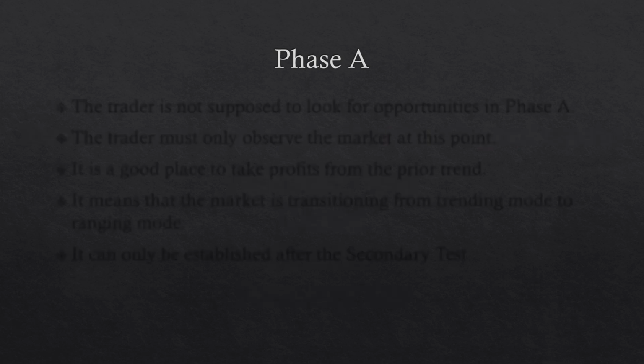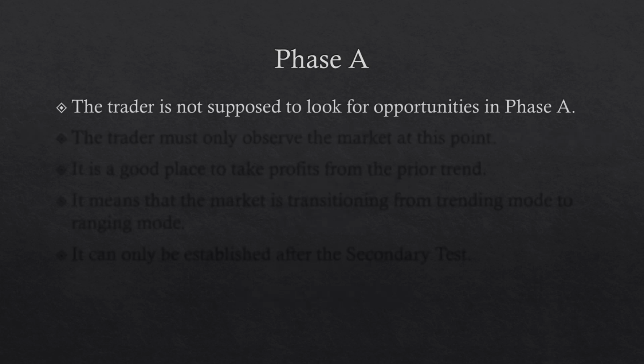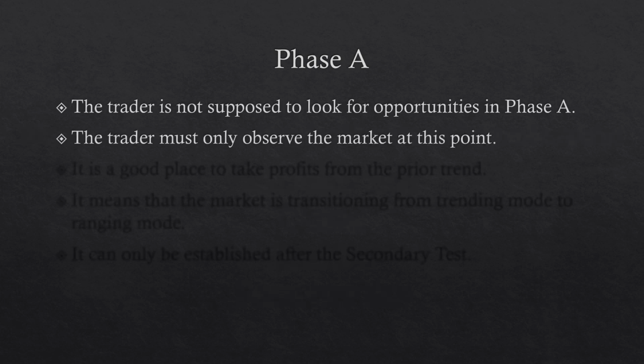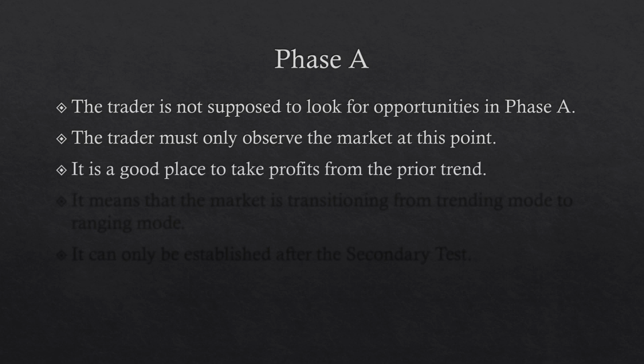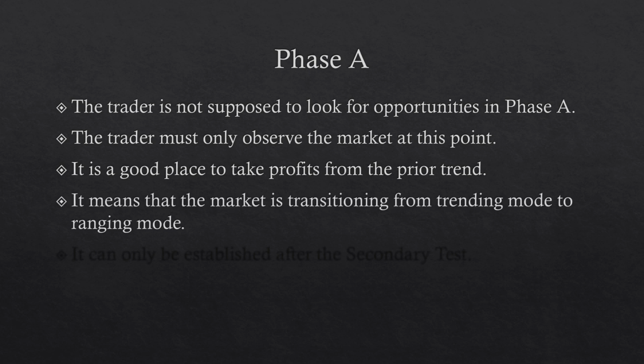The trader is not supposed to look for trade opportunities in Phase A. The trader must observe the 4 logical events from a distance and understand that they might lead to trade opportunities in the near future. Phase A is useful for taking profits from the prior trend, assuming the trader had a position. The reason for this is logical. If Phase A means that the market is transitioning from trending mode to ranging mode, it makes sense to lock in the profits from the trending mode, especially because the market might reverse and start to eat the profits that have been made already. One challenge here is that the trader will not be able to tell if the market is in fact in Phase A until the secondary test.